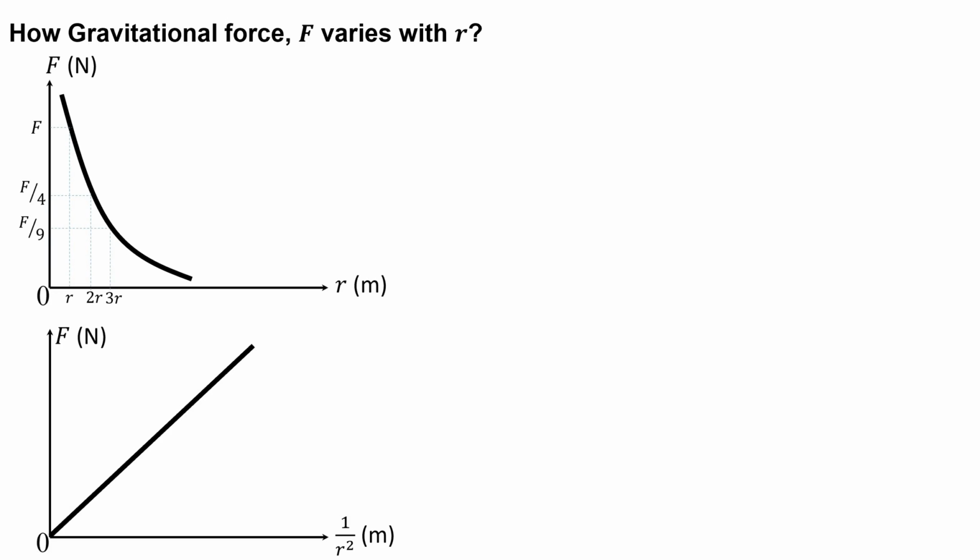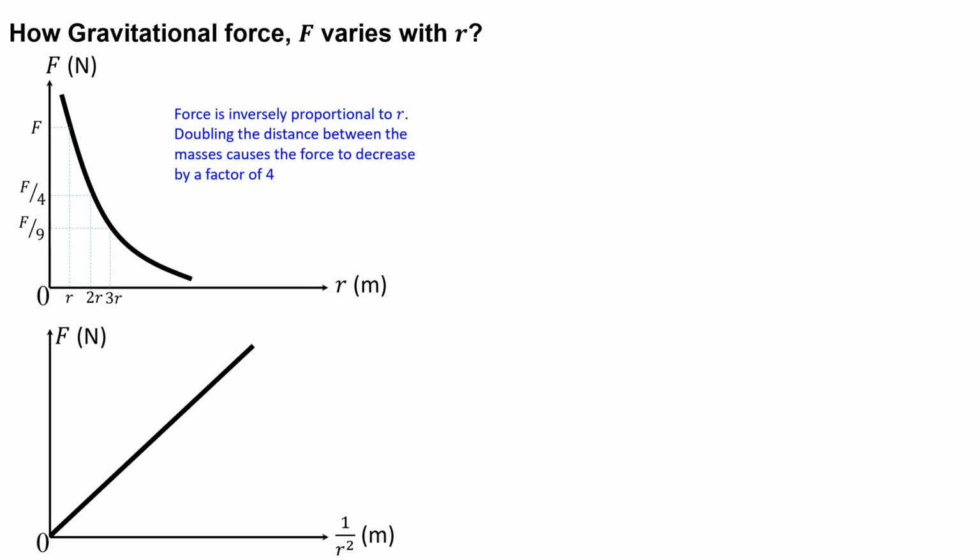Okay, so what about the graph of F against distance r? For F against distance r, the graph that we have is inversely proportional, a decreasing graph. Doubling the distance between the masses causes the force to decrease by a factor of 4. And for a graph of F against 1 over r squared, the graph that we will get is a straight line graph, and the gradient of the graph will be equivalent to G m M.